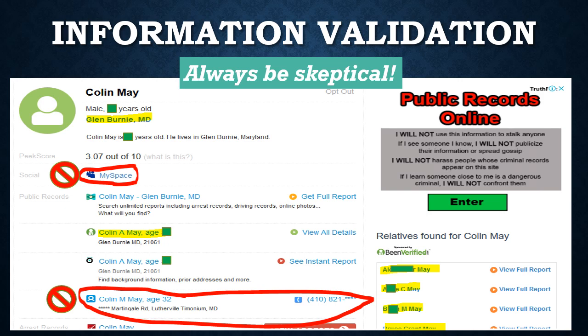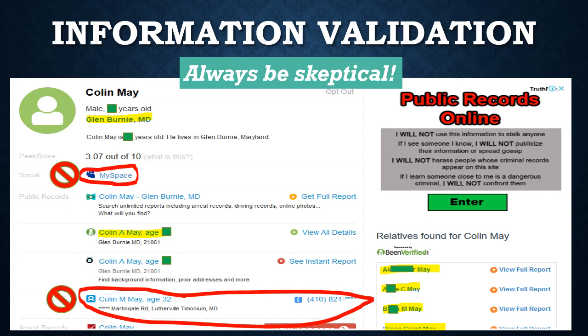So from the beginning, it has my age generally right. It says that I live in Glen Burnie, which I only lived in Glen Burnie 10 years ago, so it's pretty bad. That's way off. It doesn't have my current address, which is actually another state, and I've lived here for almost 4 years. It also links to a MySpace page. Well, I've never had a MySpace account.